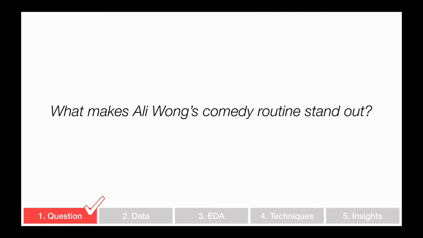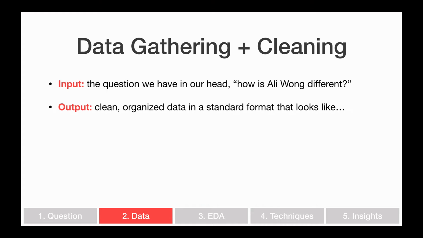Okay, so now that we have this question, the next step is we got to get the data. And so for this data step of the data science workflow, there's an input and an output. The input is our question. So the question again is, how is Ali Wong different? And the output of this step should be data that's clean and organized and in a standard format that we can use for further steps.